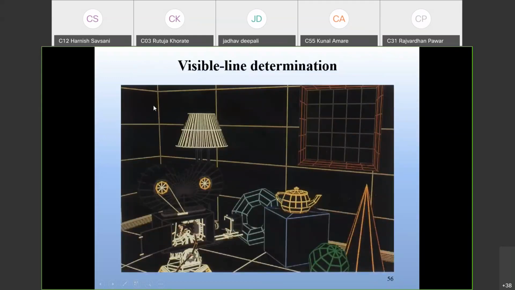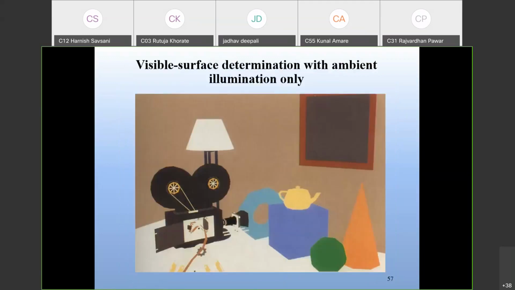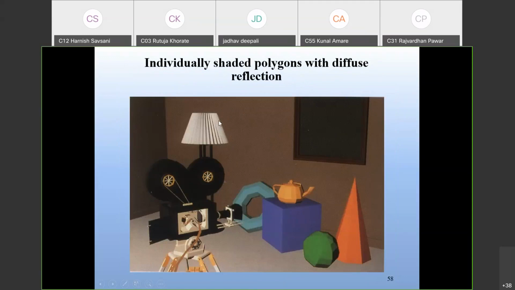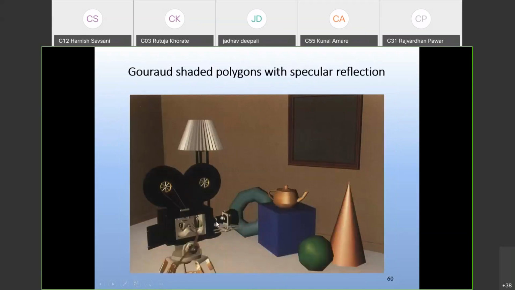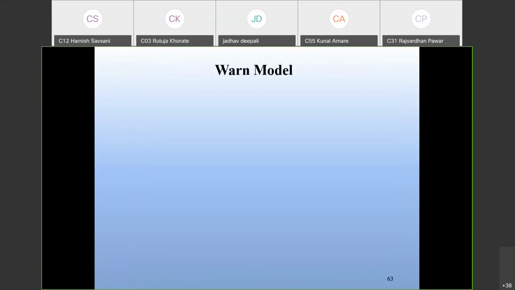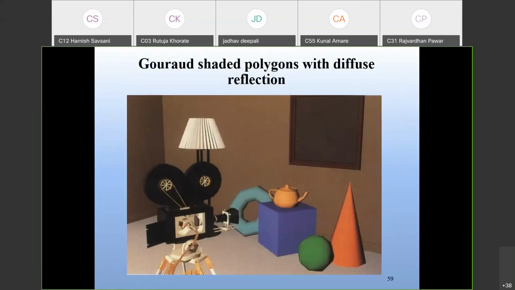Then visible surface determination with ambient. Some examples are shown here. Only ambient is there. It is diffuse reflection. Then Gouraud shaded, that we are going to see afterwards in detail. Then specular reflection. You can observe here the difference between all these, depending upon the type of reflection.